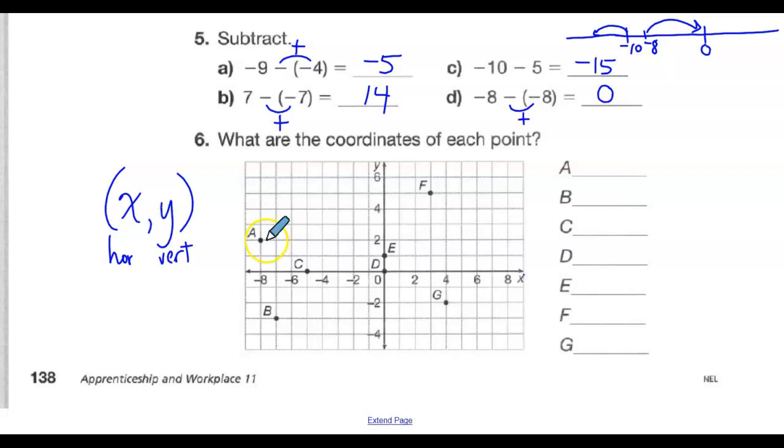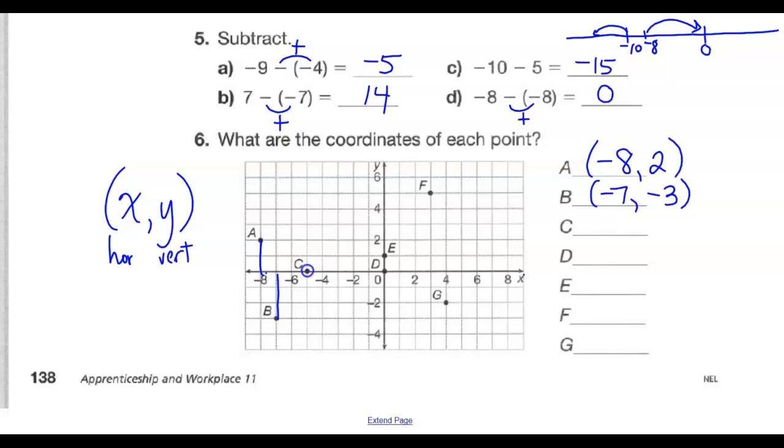So here we'll start with A. So we want to look at our x value. So we go down, it's -8, and then our y value is 2. Always have a comma in between, and then these curved or round brackets. Okay, then B is here, so we go up, that's at -7, and our y is -3.